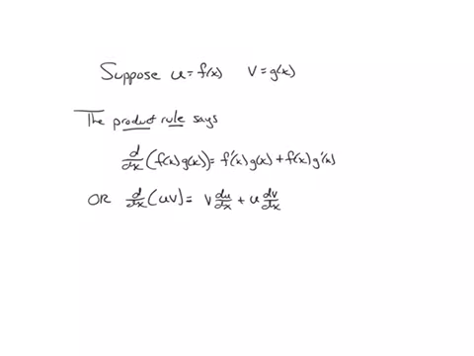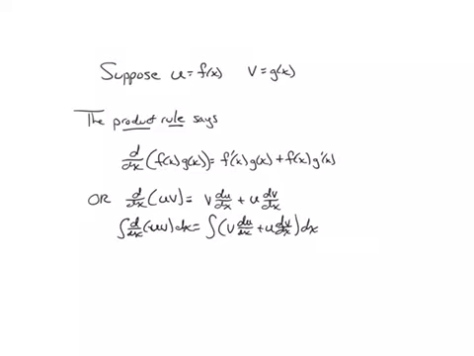Replacing them with their alter egos, f becomes u and g becomes v. We end up with v times du dx plus u times dv dx. Well, our quest is to find antiderivatives. So let's take the antiderivative of both sides here. And when we do that, we'll end up with on the right side, v du dx plus u dv dx.